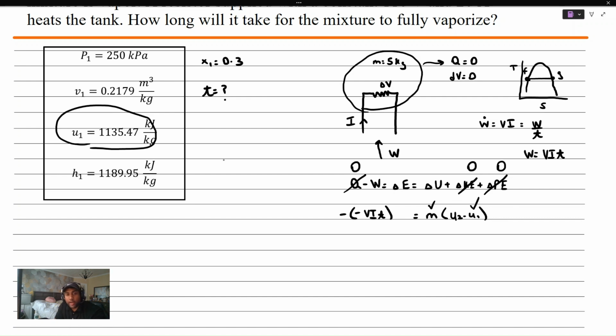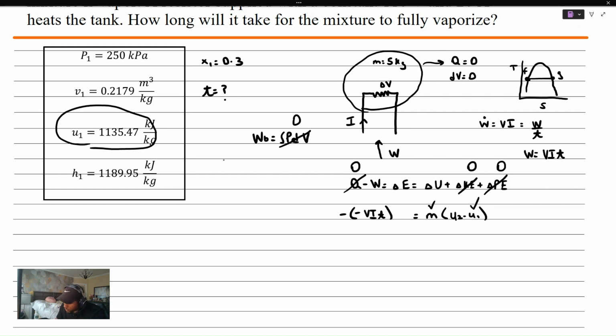If we think about it, is there any other kind of work? There could possibly be boundary work, but when we think about it more clearly, the boundary work is equal to the integral of P dV. Now there's no change in volume, right? That dV is going to be equal to 0. That means this entire integral is 0. There's no boundary work for a rigid tank, right? The volume is not changed. So it's just the work done by that electrical resistor.